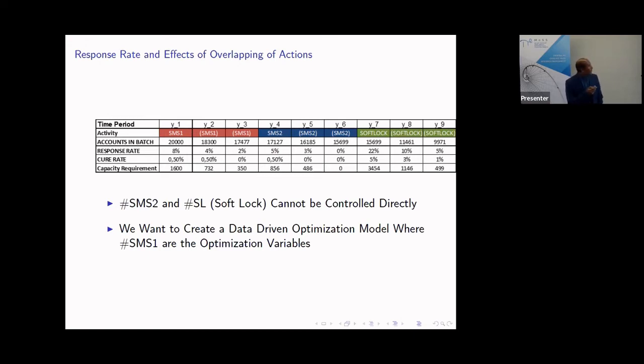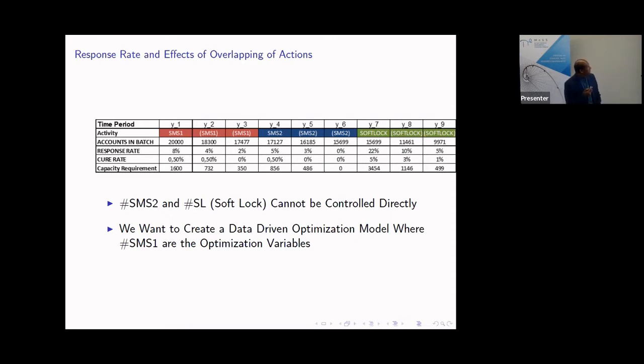So the question is that SMS 2 and soft lock you're not controlling. The only thing you're controlling is SMS 1 under Y1, how many you send. And presently, when they were doing it, they were not doing it optimally. They were just doing some guesswork or going from experiments, how many SMS they need to send and so on. But then we found some way to overcome that difficulty.